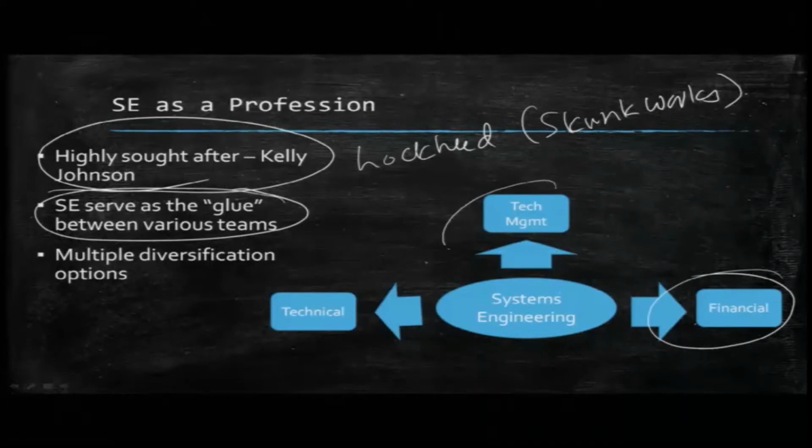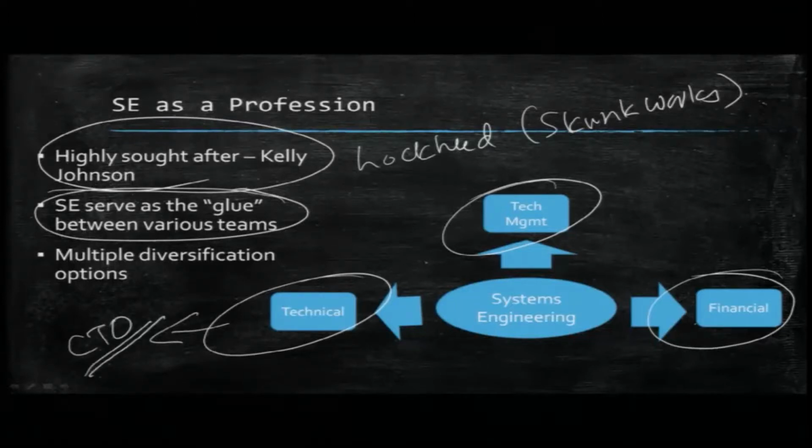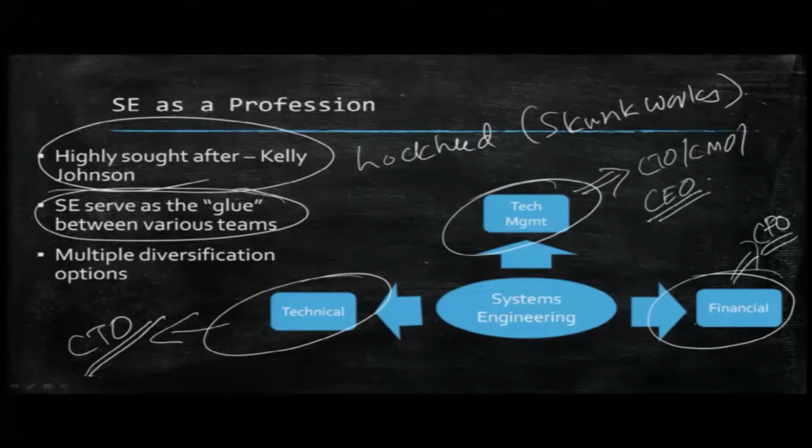To a large extent, a person trained in systems engineering has multiple diversification options. One could be financial, another technology management, a third purely technical. This one will probably go into becoming the CTO, Chief Technological Officer. This could go into a CFO, Chief Financial Officer, because after developing many systems, you know how much it's going to cost and how the funds can be managed. In tech management, you can become a CTO or CMO, Chief Marketing Officer. Another example is CEO, managing a technology company. You can see how Kelly Johnson was offered the job of CEO multiple times, but he chose to remain as CTO for quite a long time.